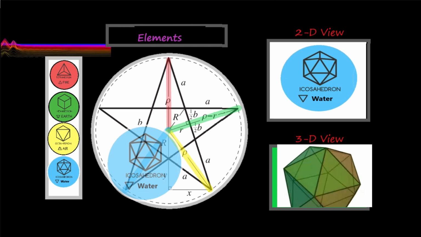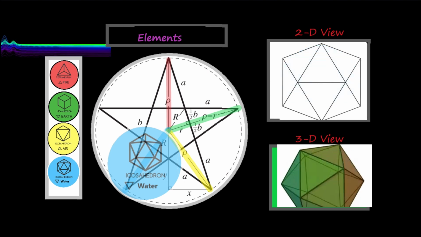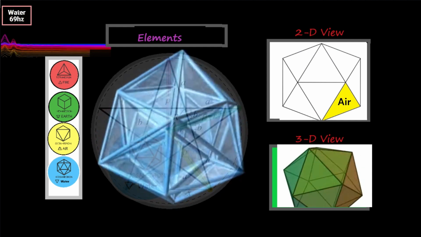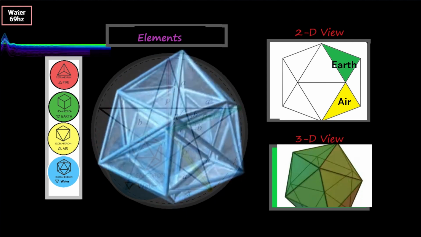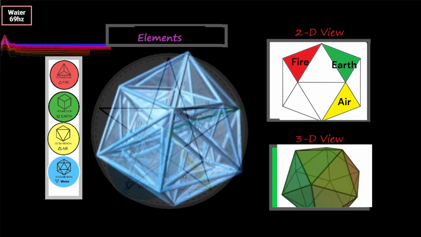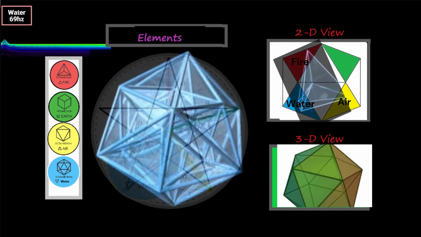The next circumradius will be associated with the element water, have the color blue, and be represented by the geometric icosahedron. To Plato, water was considered the densest of the 3 fluid elements: fire, water, and air.